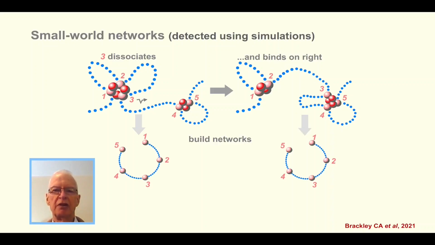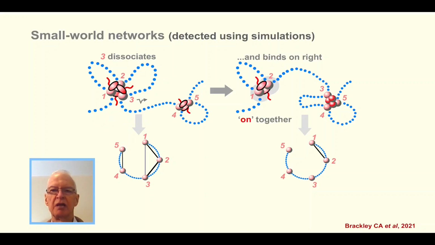Now I'll build a network. If we focus on this cluster, then 4 and 5 might be being transcribed. Then we would say 4 and 5 are on together, and we represent that with a black edge. These 3 are interconnected by another set of black edges. And similarly, here, 1 and 2 are going to be connected, as are 3, 4, and 5.